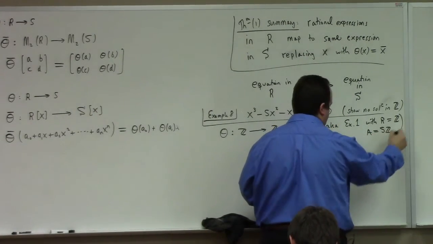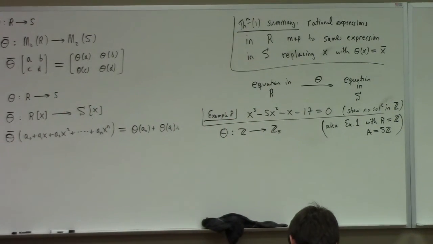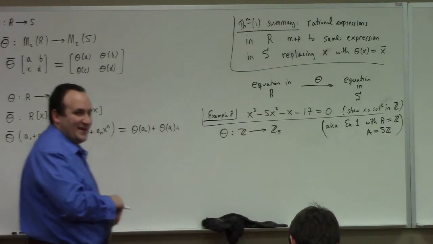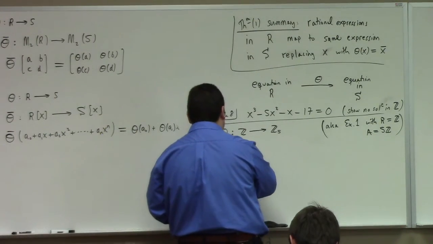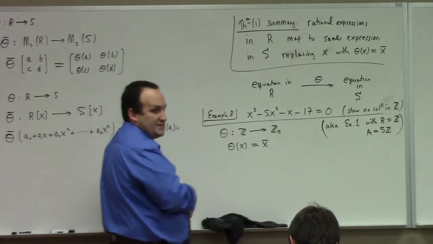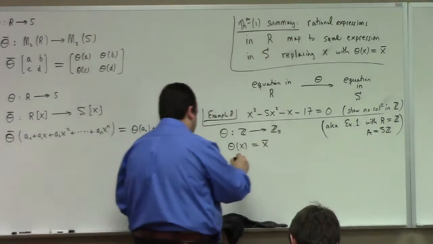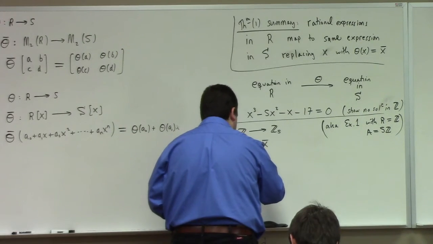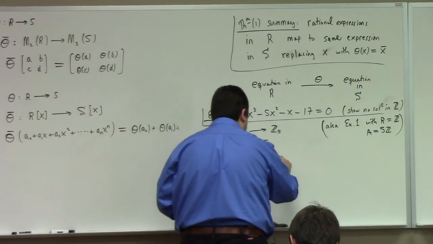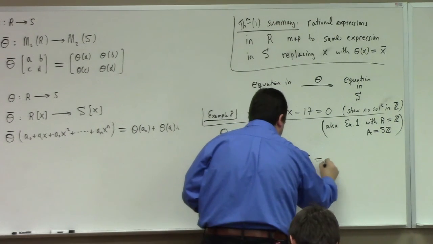Right? That's what this map is. Well, I haven't written it down yet, have I? But the map is theta of x maps to the congruence class mod 5 of x, all right? So it's very, very nice. We get x bar cubed minus 5x bar squared minus x bar minus 17 bar equals 0 bar.